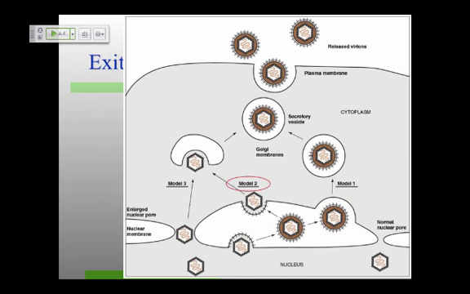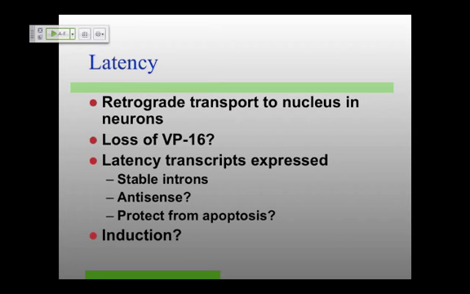So this is your classic normal replication of herpes virus. Binds, gets inside the cell, gets transported to the nucleus, you have your immediate early, your early, and your late genes, everything gets out. But what's one of the really fascinating things about these herpes viruses? They go through latency. So what's happening with latency? Latency, at least for HSV1, is almost always in neurons.